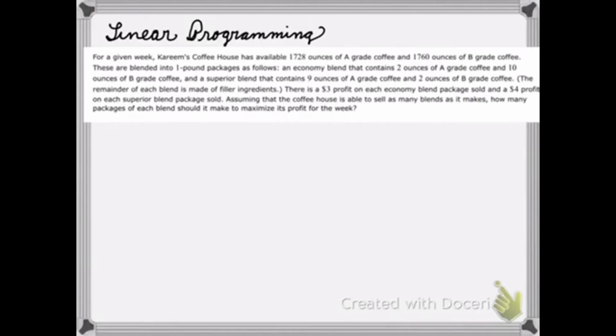Okay, welcome back. And so what have we got here? Hopefully you can get to the bottom line here pretty quick, which is that what we were interested in is profit, and the profit is going to be equal to 3 times E, that's however many bags of the economy blend we sell, plus 4 times P, that's the number of packages of the premium blend that we sell. So the question is, how many packages of each are we going to sell?